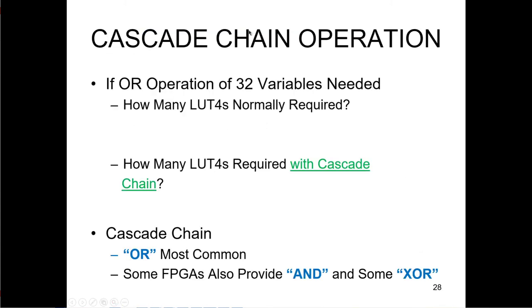All right, so if you have an OR operation of 32 variables needed, how many LUT 4s would normally be required? And then how many LUT 4s would be required with a cascade chain? Of all the cascade chains that are available, the OR cascade chain is most common. Some also provide an AND cascade chain. Some also provide maybe an XOR cascade chain. All right, so let's think about this.